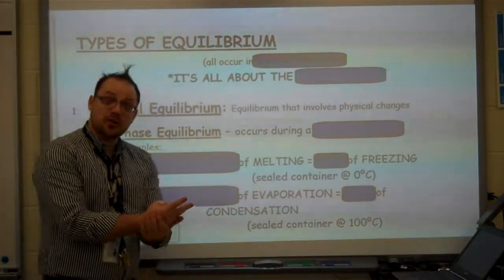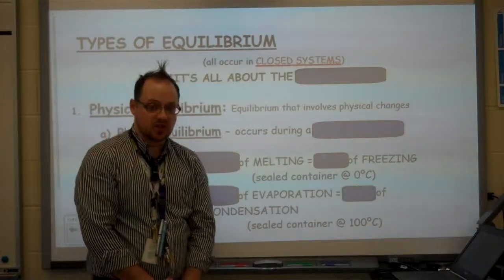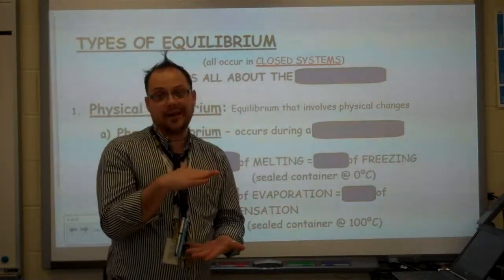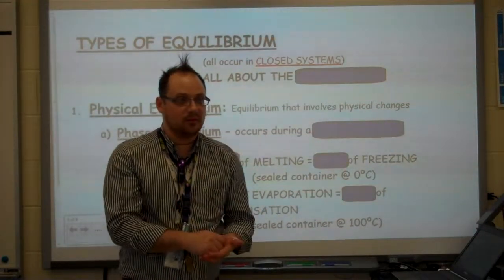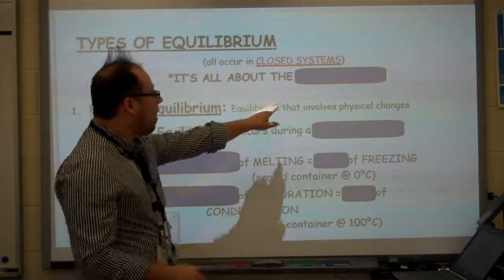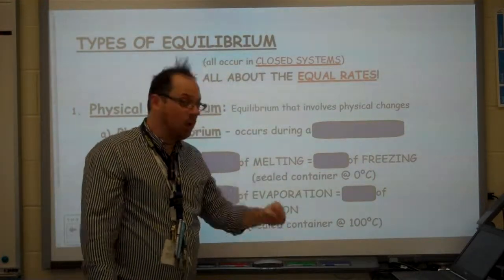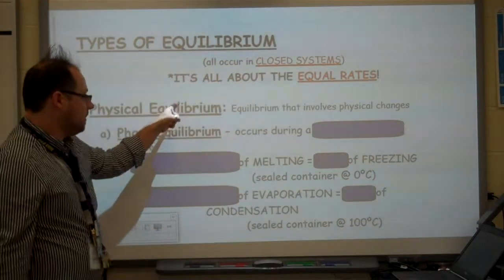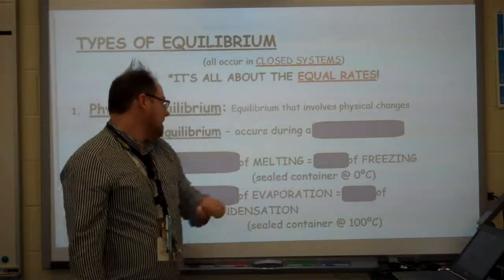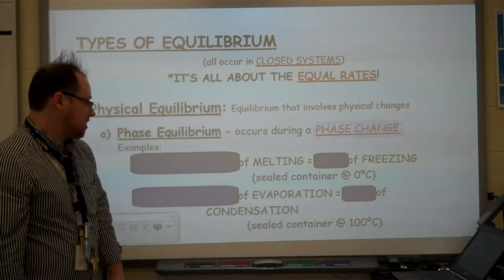Let's see what else we've got here. Types of equilibrium. There are three types we're going to get into. All occur in closed systems, like a jar with a lid on it. We can't have an open system in the atmosphere because otherwise the equilibrium won't work. It's all about the equal rates. Equilibrium is about equal rates. Physical equilibrium involves physical changes, like phases. It occurs during a phase change.